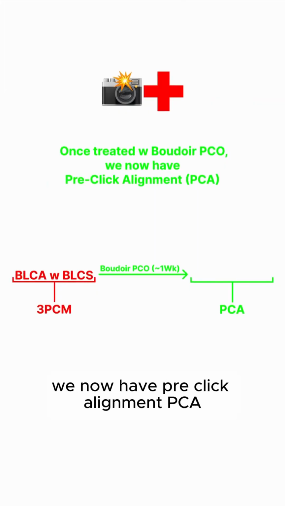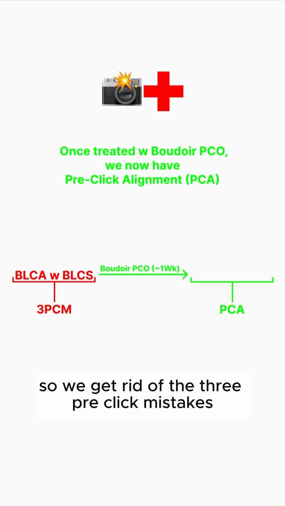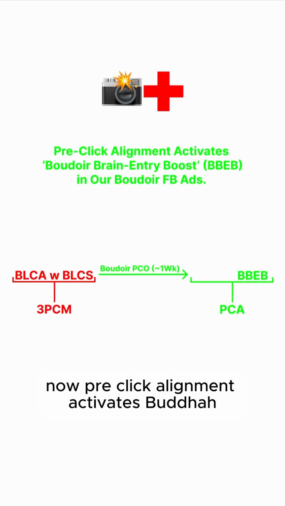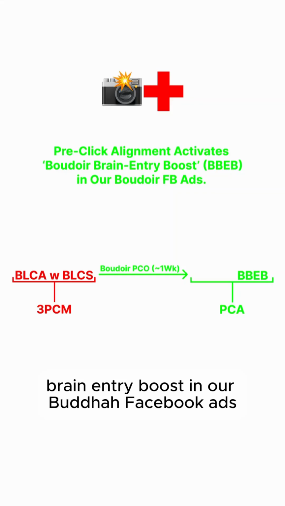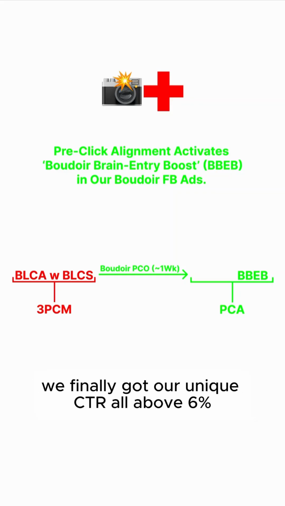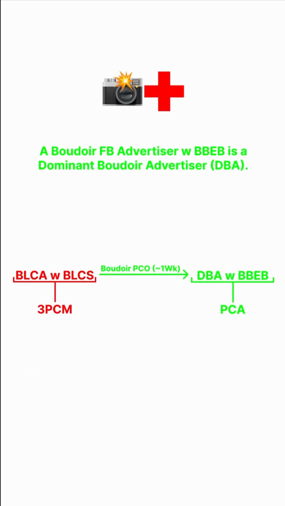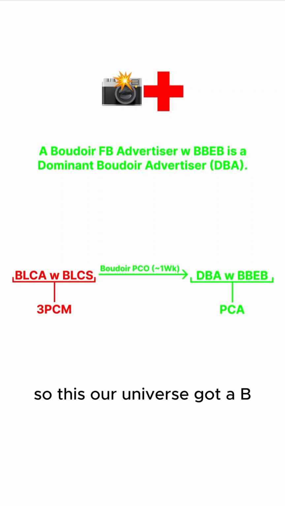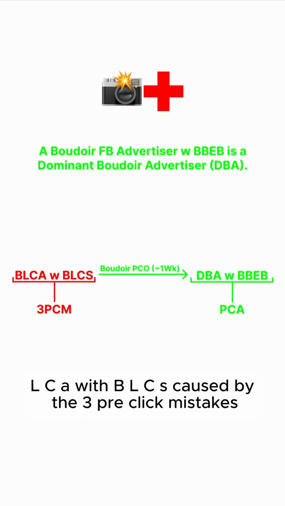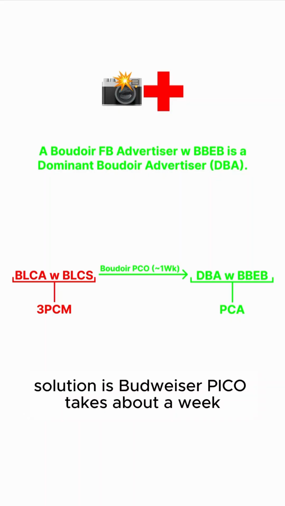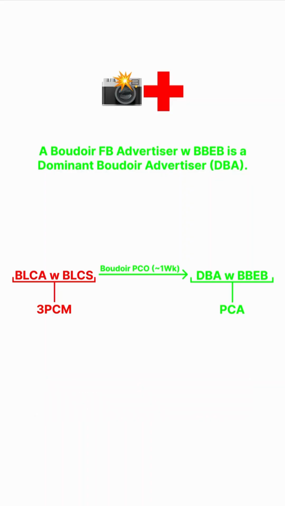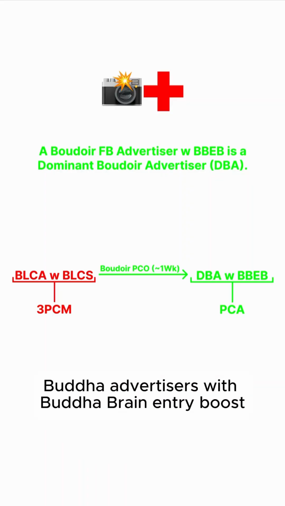Once treated with Boudoir PICO, we now have pre-click alignment, PCA. So we get rid of the 3 pre-click mistakes, and instead we achieve pre-click alignment. Pre-click alignment activates Boudoir brain entry boost in our Boudoir Facebook ads. It basically means we finally got our unique CTR all above 6%. And a Boudoir Facebook advertiser with Boudoir brain entry boost is a dominant Boudoir advertiser, a DBA. So this is our universe. We've got a BLCA with BLCS, caused by the 3 pre-click mistakes. The solution is Boudoir PICO, which takes about a week. And we achieve PCA, pre-click alignment, and we become dominant Boudoir advertisers with Boudoir brain entry boost.